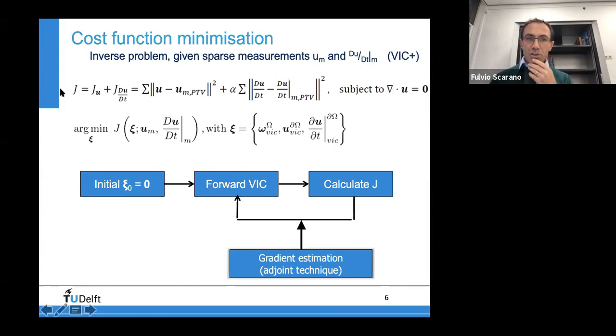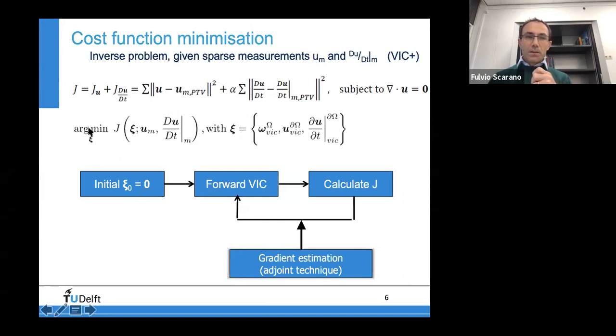So we have a cost function here, J. For the case of VIC+, I think it was explained nicely before. We consider not only the velocity, but also du/dt, the material derivative of the particle velocity, so the particle acceleration. And these two are combined. You need a coefficient alpha first. And second, but not last, the level of noise for the velocity measurement is different from the level of noise of the first derivative, the time derivative of it. We all know that when you look at the acceleration, that's quite jittery. Instead, the velocity is more coherent in time.